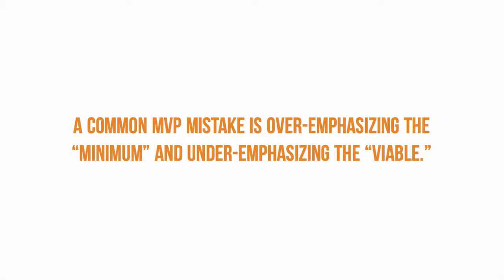So a common MVP mistake is overemphasizing the minimum and underemphasizing the viable. And what I mean by that is, again, you see this happen a lot with software, which is you've got this great idea for a software program, and for your MVP, what you do is you create 10% of the features and put that out there. And so you've got the minimum version there, but is it viable? Is that actually testing what you need to test?